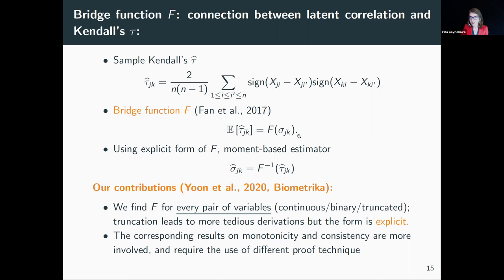Also, one question that you may have is, okay, I found this function f, and I claim that we can take its inverse. Strictly speaking, to take the inverse, I need to prove that it exists, and the proof relies on showing that this function f is monotone. We can show that in fact it is monotone, so the inverse can be taken. We also show that this estimation approach is consistent, but again, the results for the truncated case require a different proof technique than the one used for the continuous-binary case.